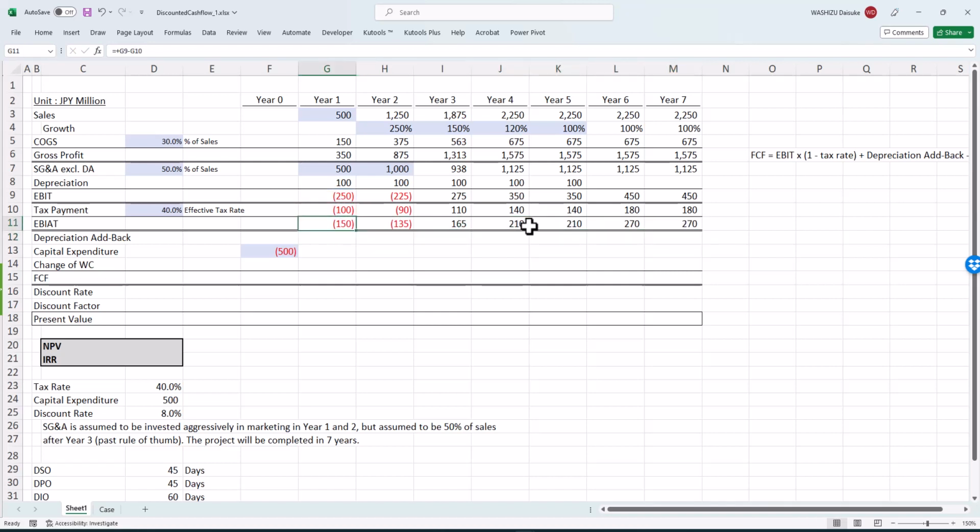One point here: some people may wonder why we have a negative tax payment. A negative tax payment means a tax return, tax savings. We have a tax benefit. So in year 1 and year 2, the profitability was assumed to be negative, right? Generally, if we have negative profitability, we don't have to make a tax payment, so it should be zero. Some people say that, but I dare to have a tax return here. I will tell you the reason.